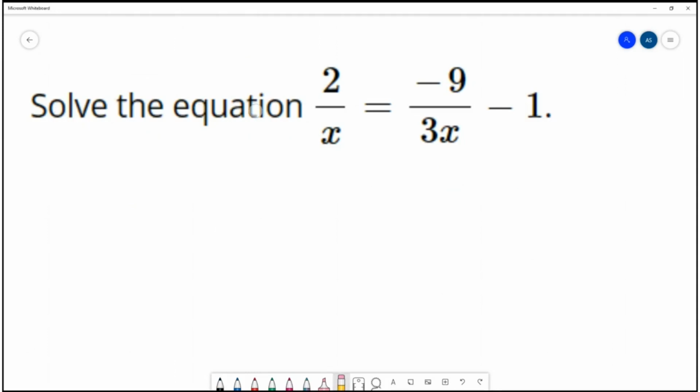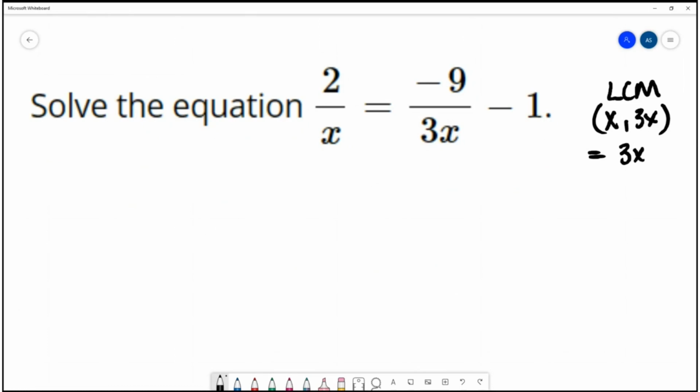For this question, we want to solve the equation 2 over x equals negative 9 over 3x minus 1. So we call this a rational equation because it has variables in the denominator. And when we solve equations like this, what we do is we look for the least common multiple of the denominators, so that's x and 3x. And that least common multiple will be 3x. X divides into 3x evenly, 3x divides into 3x evenly, so that's our least common multiple.